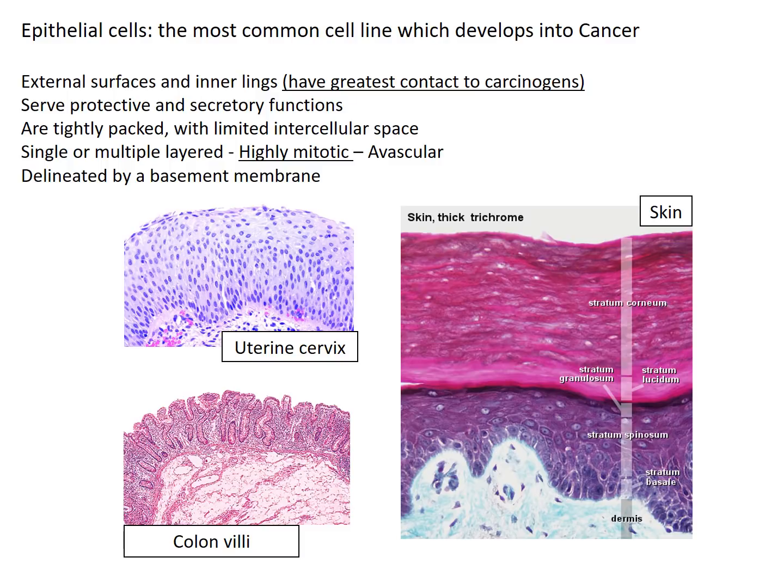So again, here are epithelial cells of the uterine cervix, epithelial cells of the colon, epithelial cells of the skin, and they all have that nice, distinct, normal architecture, normal cellular polarity. When they lose that architecture, when they lose polarity, when those cells become anaplastic due to unregulated growth and division, then we can refer to that as being cancer. And again, epithelial cells are the most common cell line which can develop into cancer.